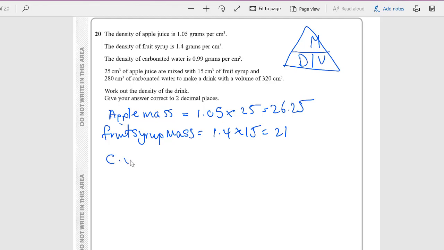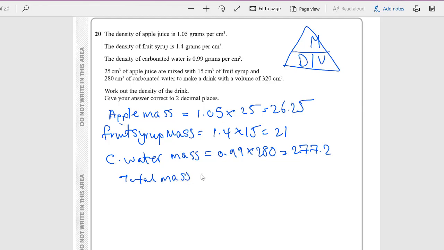Carbonated water, which I'm not going to spell in full, carbonated water mass, 0.99 times 280, which is 277.2. So the total mass, if we add those all up, is going to be 324.45. So the total volume is going to be 320.